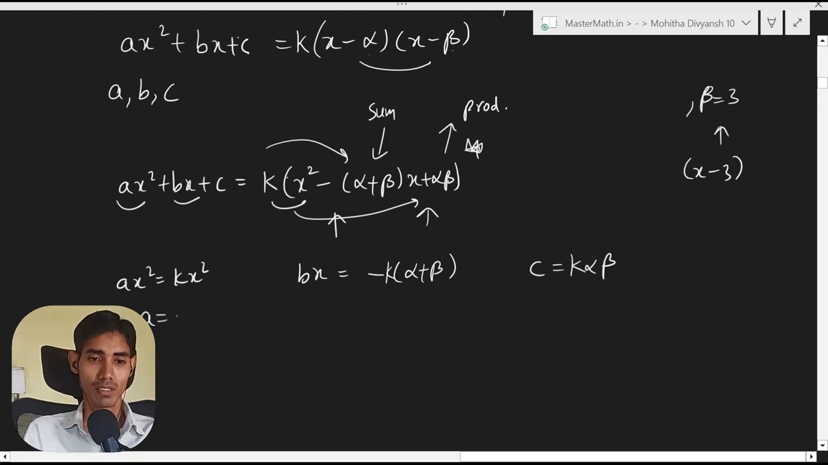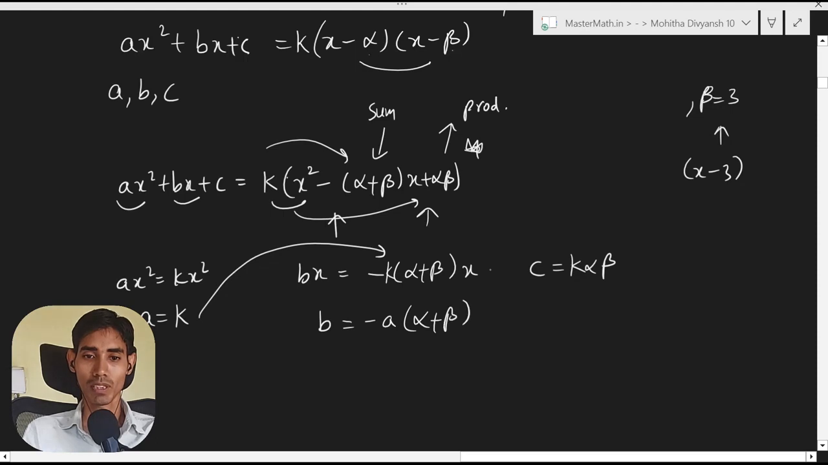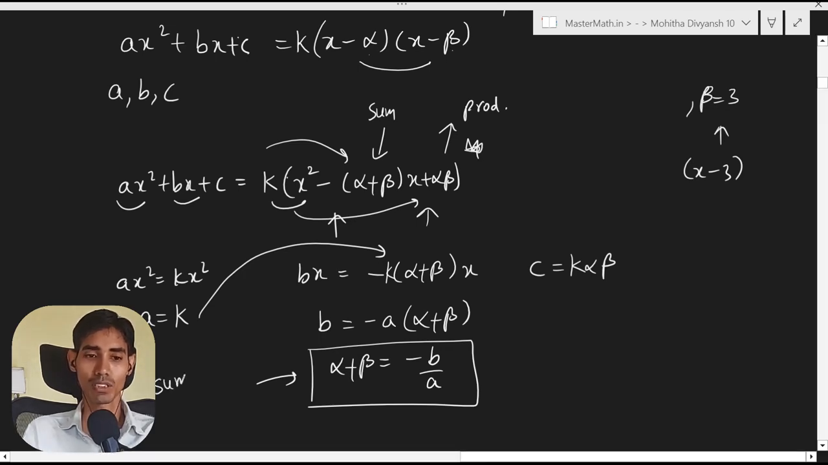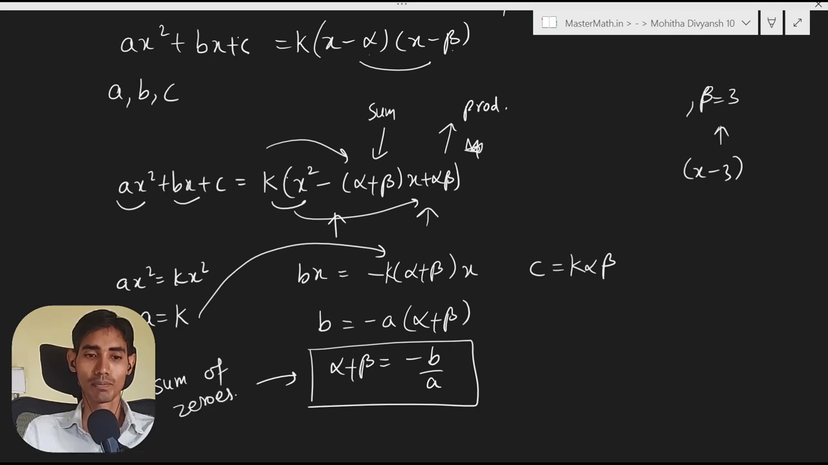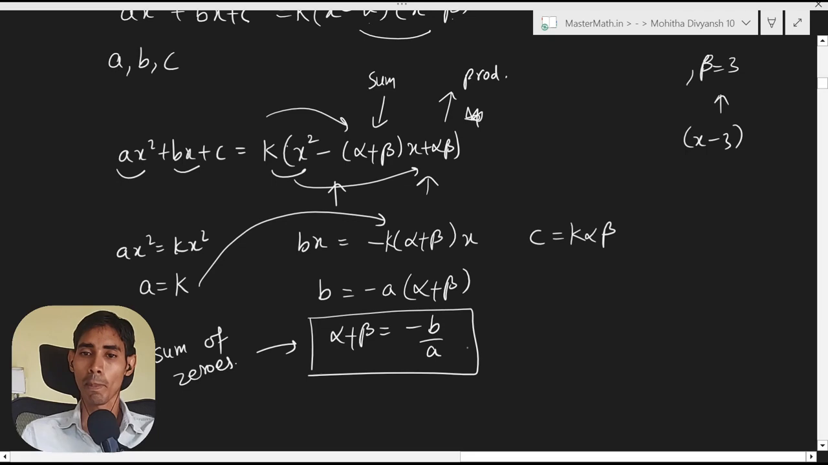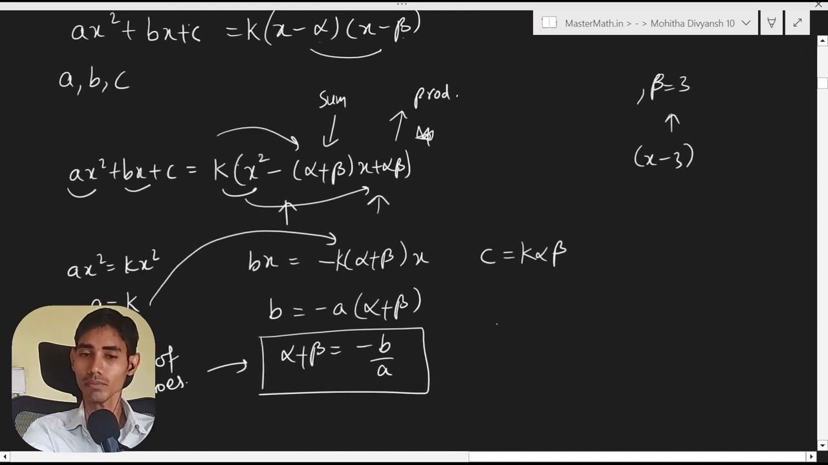Now if this is so, a would be equal to k, and now this value I'm substituting here. So b is equal to minus a alpha plus beta. X is removed, so alpha plus beta would be minus b by a. This is our first relation between the zeros and the coefficient. So this is sum of zeros form. Sum of these two zeros, alpha plus beta is equal to minus b by a. B and a are the coefficients, and there is a negative sign, very important.